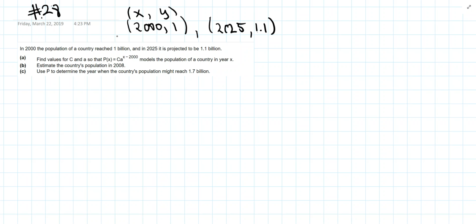And we are given the formula, but with some missing values. Notice that we're given that P of X is equal to C times A to the power X minus 2000. So we are not given what the initial population, C, is, and we are not given what the growth factor is. We have to figure those out for part A. So for part A, it asks to find the values for C and A.